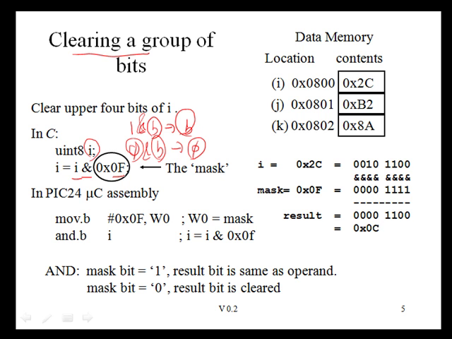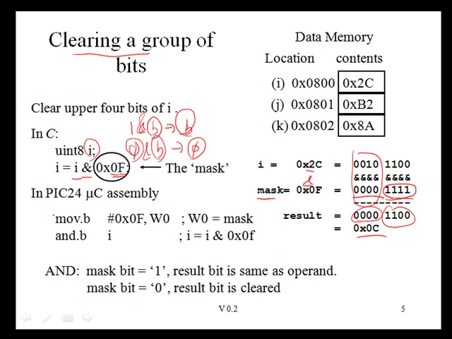So in this case, we have the upper 4 bits of this literal, which I'm going to call the mask, are all zeros, while the lower 4 bits, F, are all ones. If I take some numerical value such as this, 2C, wherever the mask bits are 0, that's going to be cleared to 0. Wherever the mask bits are ones, I'm going to leave that value unchanged. So in this case, a 2C ANDed with a 0F is going to result in a 0C.